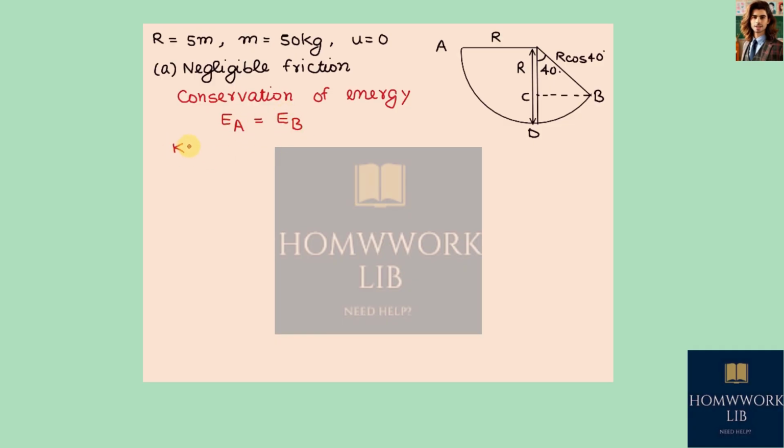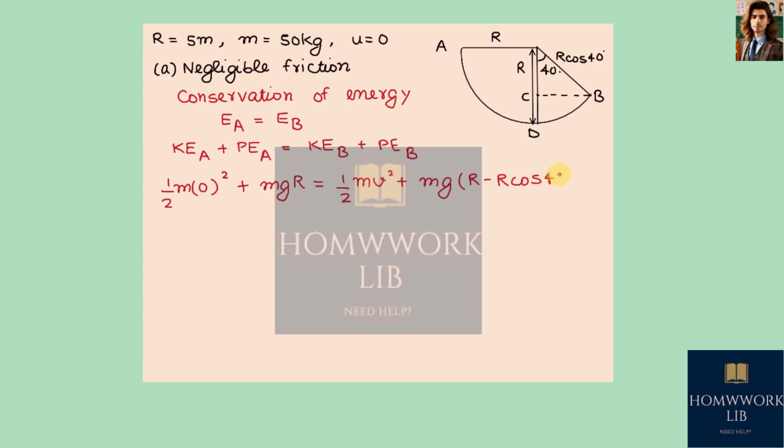So here we have kinetic energy at point A plus potential energy at point A equal to kinetic energy at point B plus potential energy at point B. So this is equal to half m 0 square. Initially, the skateboarder is at rest, plus mg, their height is r. This is equal to half mv square plus mg times r minus r cos 40 degree.